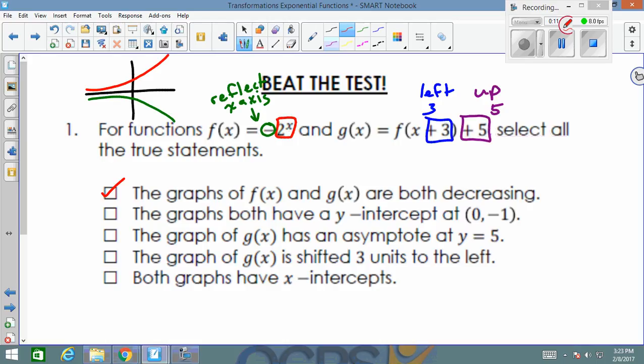Okay, g of x has an asymptote at y equals 5. That is true. It is the k value. That is also your asymptote. Okay, g of x is shifted 3 units to the left. Yep, we said that right there. That is true. Both graphs have x-intercepts. That is false because look at this original equation. It will never cross the x-axis because of that asymptote of y equals 0.